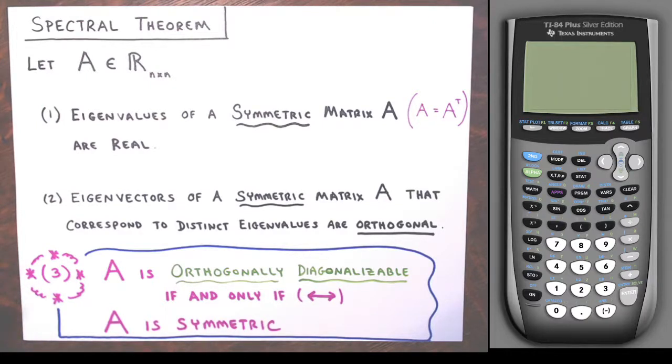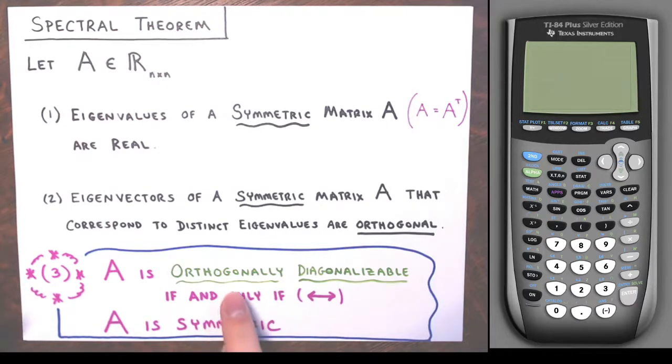Now you've got to be careful. Don't confuse orthogonally diagonalizable with just diagonalizable. There was a video I put up in the past on just the diagonalization of a matrix. A matrix can be diagonalizable, but not orthogonally diagonalizable.